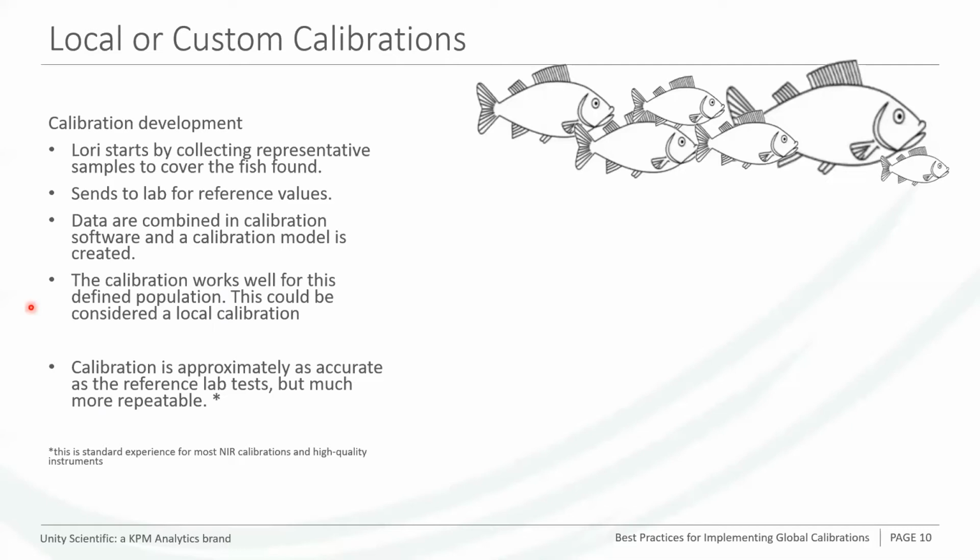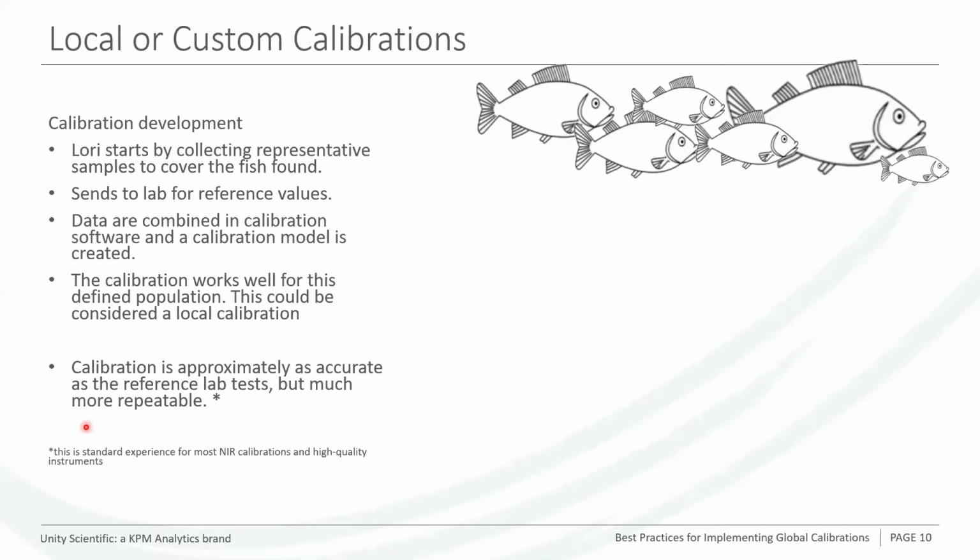I would consider this to be a local calibration. It's based on a very specific sample set. It's based on one instrument, one specific set of conditions. But it's working well for Lori right now. And in evaluating this calibration, she finds out that the calibration is approximately as accurate as the reference lab tests are, but it's much more repeatable. In other words, it's much more precise.